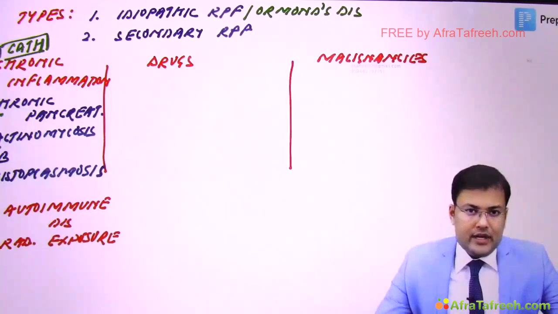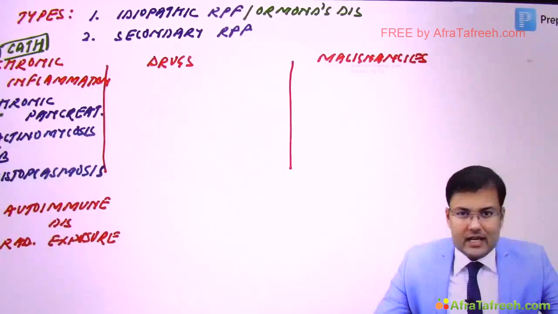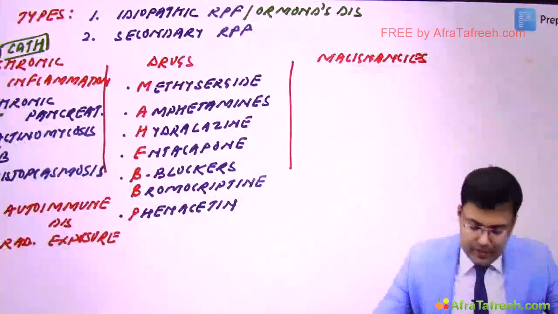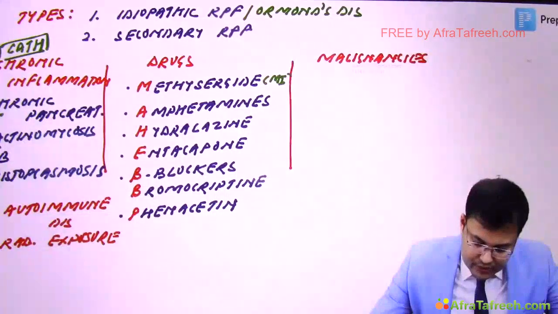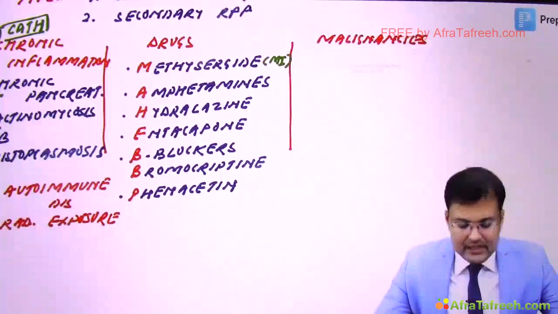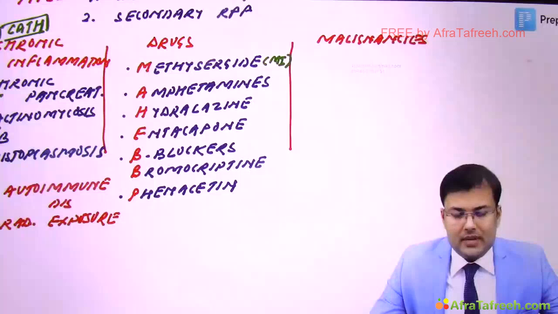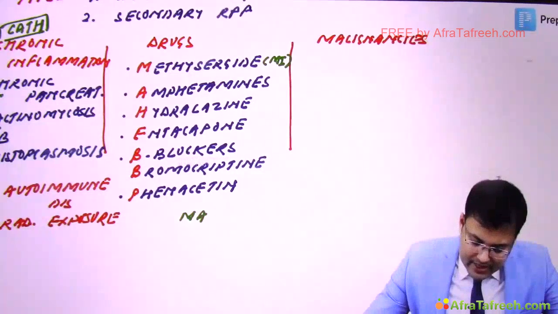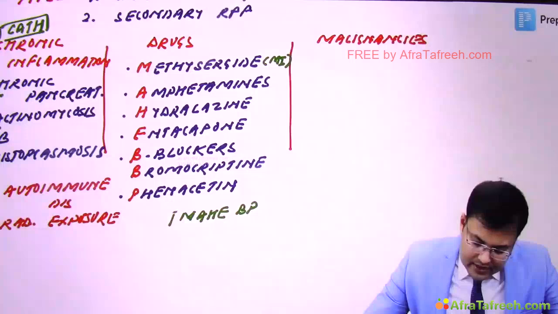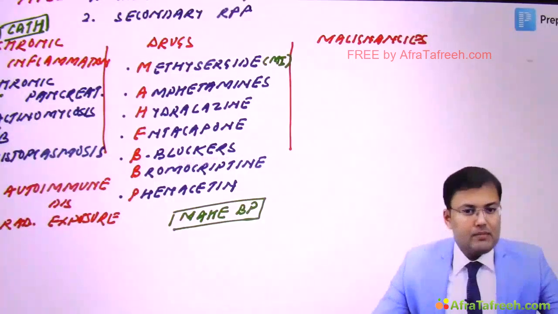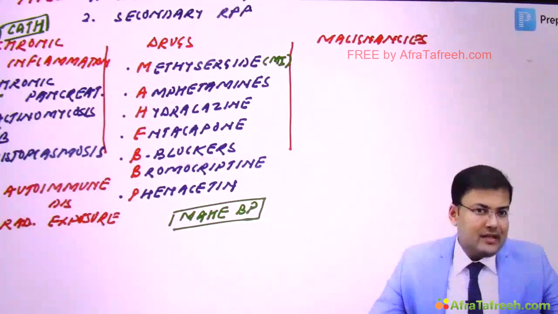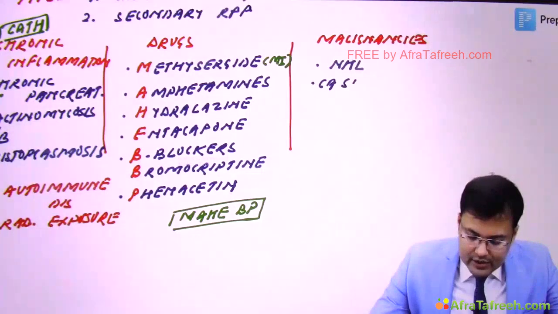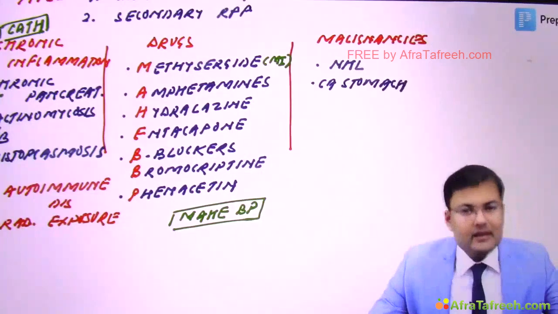Drugs causing retroperitoneal fibrosis. This is also important, asked in medicine as well as in pharma. And the most important drug is methysergide. See the list. So the most important drug is methysergide. Other drugs are amphetamines, hydralazine, entacapone, beta blockers, bromocriptine, phenacetin. And how to remember? The mnemonic is MAHE BP. Initially there was a separate exam for Manipal that was known as MAHE. So MAHE BP. What are the malignancies which are going to increase the risk? So it's the non-Hodgkin's lymphoma, carcinoma stomach, and carcinoid tumor.